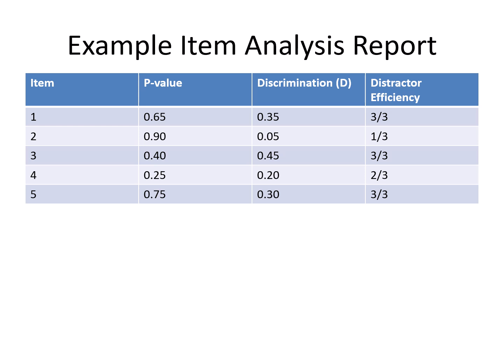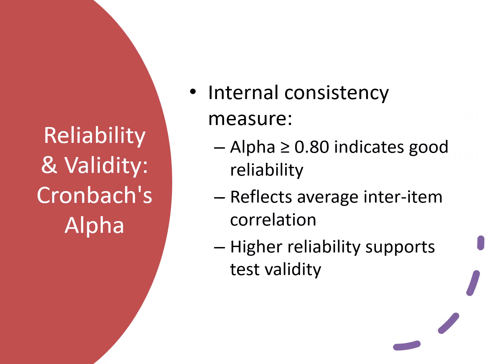So items with full distractor efficiency, that is 3 by 3, are well constructed, but a balanced mix of item difficulties supports reliability. So in terms of reliability, the overall internal consistency of the exam test scores, measures of more than 0.8 indicate good reliability, and by reliability we mean the test is measuring what it is intended to measure, and it also reflects average inter-item correlation. Higher reliability also supports test validity.